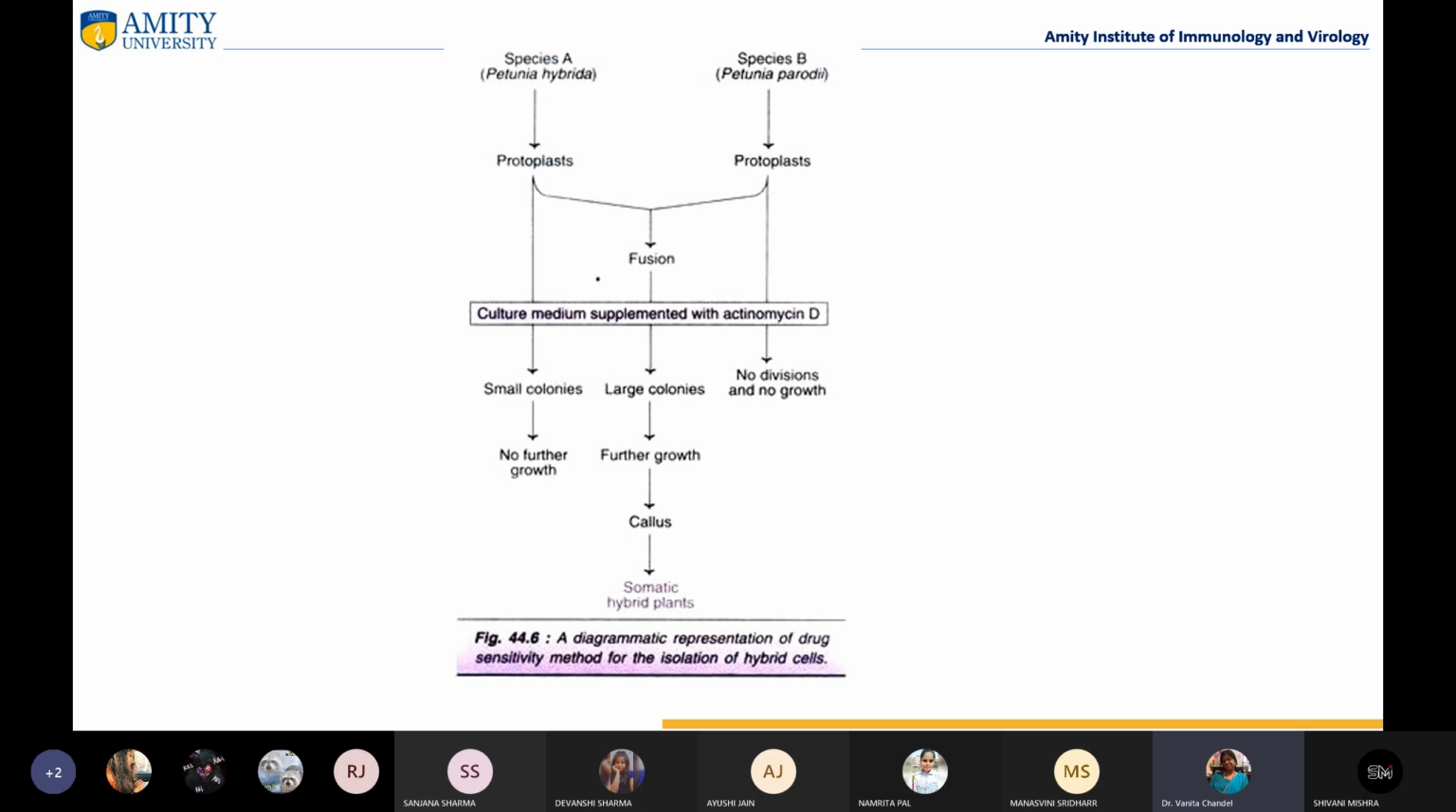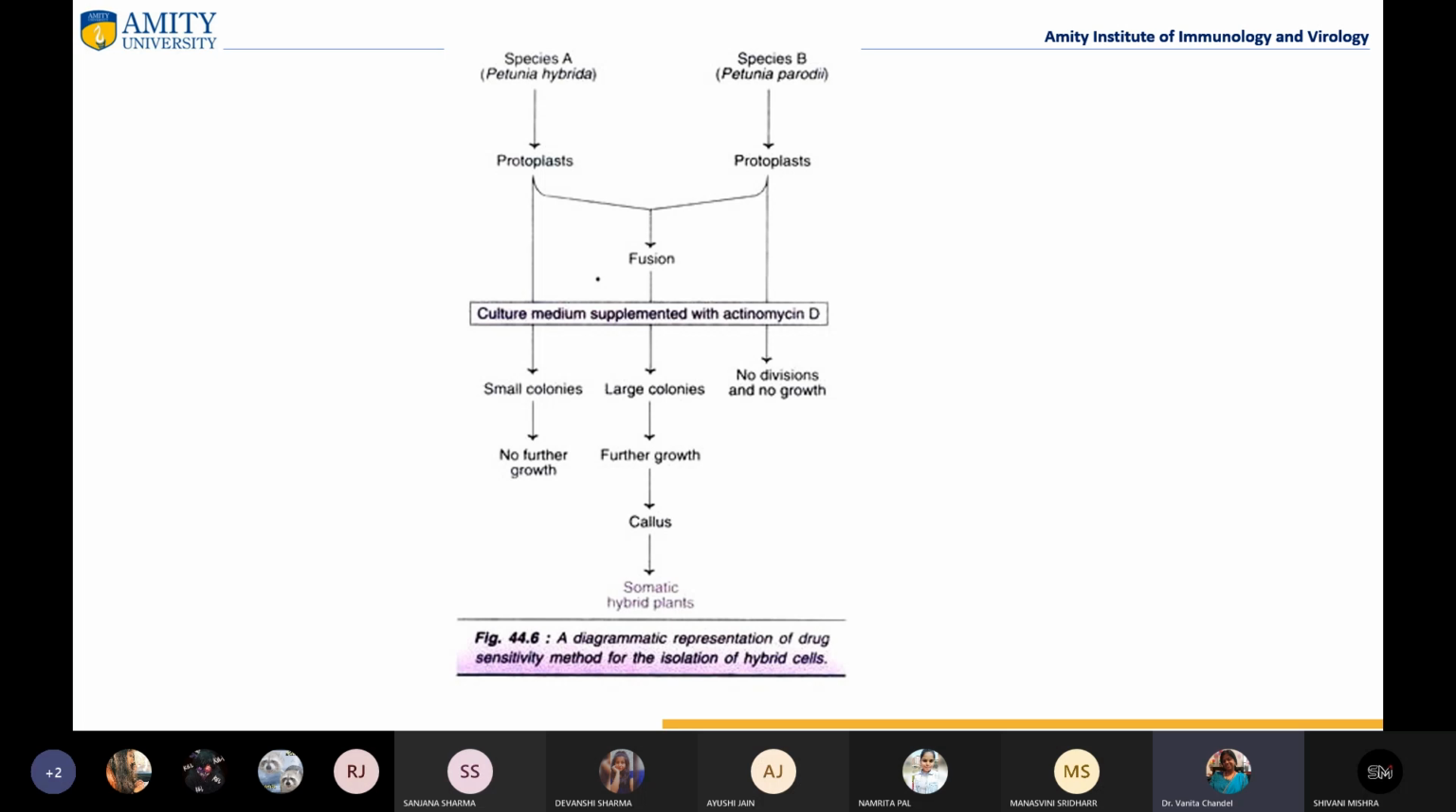For example, here species A is Petunia hybrida, and species B is Petunia parodii. So we are isolating protoplasts from both the species. We are fusing them. Now the culture medium will be supplemented with actinomycin D, right? So what happened? Petunia species A will form very small colonies, with no further growth. Whereas in the case of Petunia parodii, there will be no growth and no divisions because it is sensitive to this, right? Only the fused product which has the hybrid of both of these will form bigger colonies, and they will form further growth and callus formation will take place.